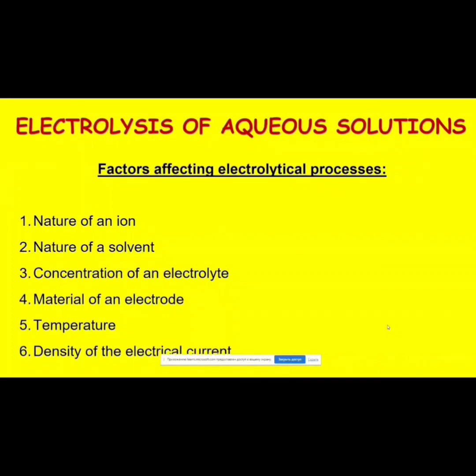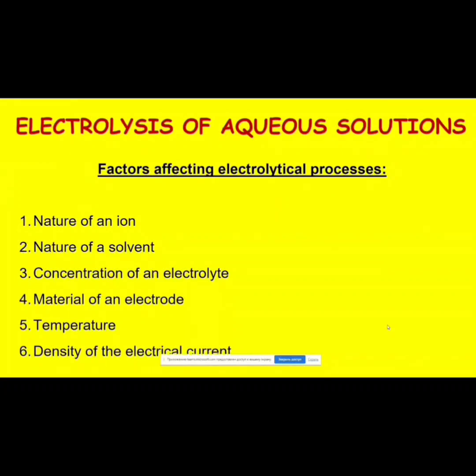Next, the concentration of an electrolyte. If we have more electrolyte, we will get more ions. If we have less electrolyte, we will have fewer ions. But even if we have a lot of ions, there are some limits. At one moment the concentration increases, and the electrolytes increase. But if the concentration is too big, there will be no space for electrolysis, so electrolysis at one moment will stop.